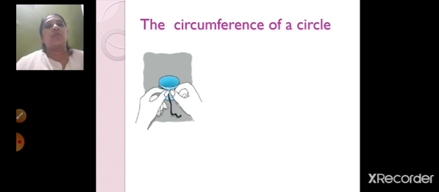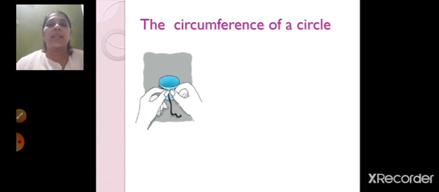Now let's move to the next one. The next component is the circumference of a circle. So how are you going to calculate the circumference of a circle? So here you can see the picture. What is there? A circular object is there, right? And a thread is there. So what is being done?